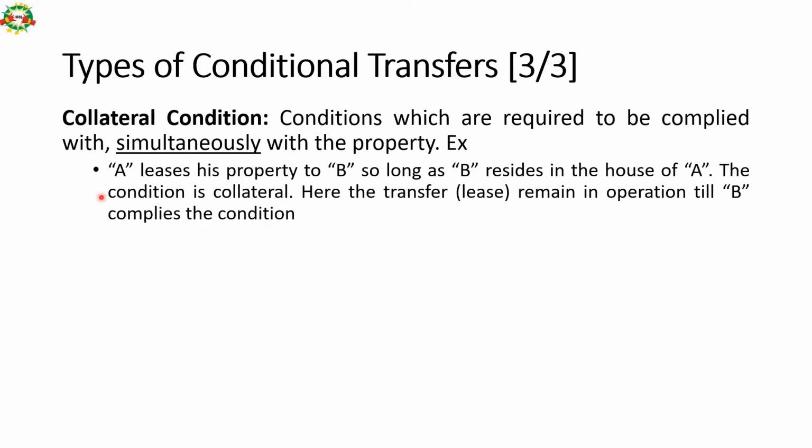Third type of conditional transfer is collateral condition. These are the conditions which are required to be complied with simultaneously with the transfer of the property. For example, A leases his property to B so long as B resides in the house of A. The condition is collateral. Here the lease remains in operation till B complies with the condition.